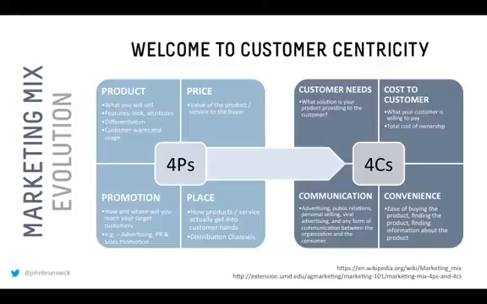Traditionally, there's been something called a marketing mix that started around a 4P model. What this meant is: what product are we producing to sell? What price are we setting it at? How are we ultimately going to raise awareness around it? And how will we place it into the marketplace?